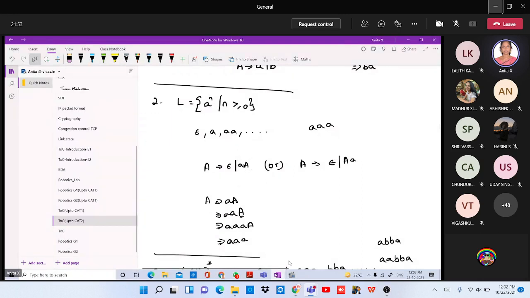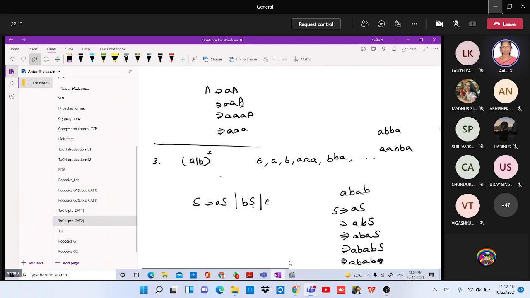So I can have epsilon or 1A. For example, if I want 1A, what should I do? For this A, I have to replace it with epsilon. Then I will be having 1A. If I want 2A's, what should I do? For this A, I have to repeat A, right? So like this, I'll be generating the string.